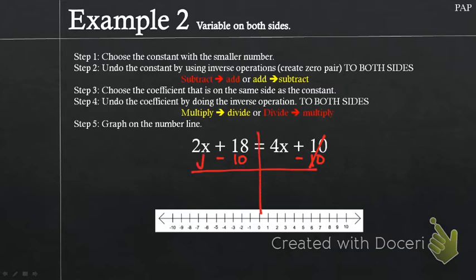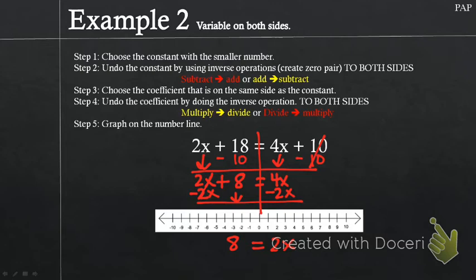I'm going to bring down my 2x. 18 minus 10 gives me 8, and it's positive. Bring down my 4x. I'm going to choose a coefficient that's on the same side as the constant, so that is our 2. Our inverse is to subtract the 2, since it's a positive 2. A negative 2x and a positive 2x is our 0 pair, so they go away. I'm going to bring down my 8, and then 4 minus 2, we get 2x.